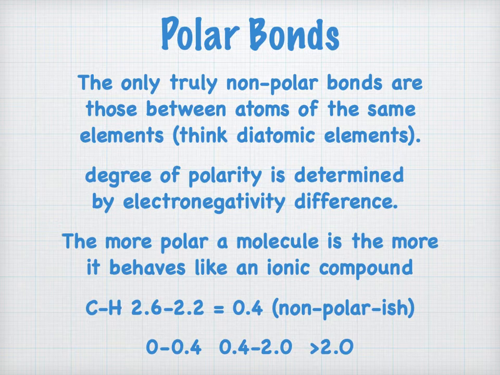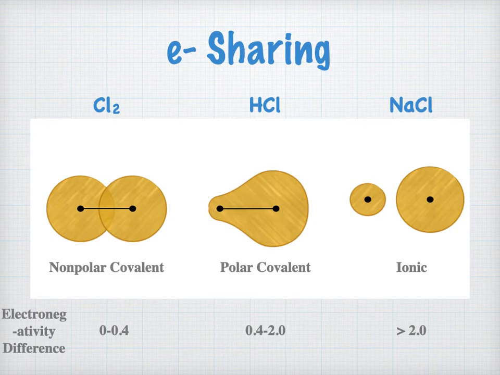If we're in the range of 0.4 to 2.0, we consider those things to be polar covalent. And if your electronegativity difference is greater than 2.0, then you have an ionic compound. But of course, we really don't need electronegativities for ionic compounds because we're going to identify those by looking at metals and nonmetals. So here's a nice image that kind of breaks all of this down.